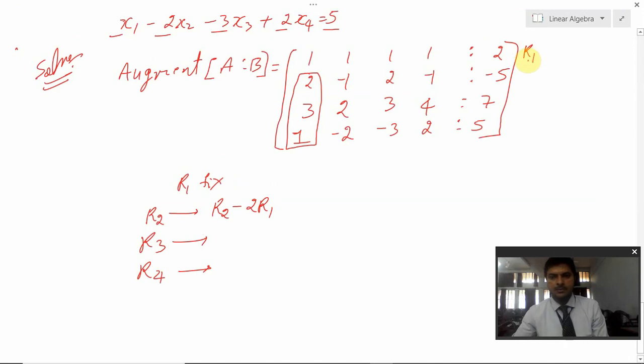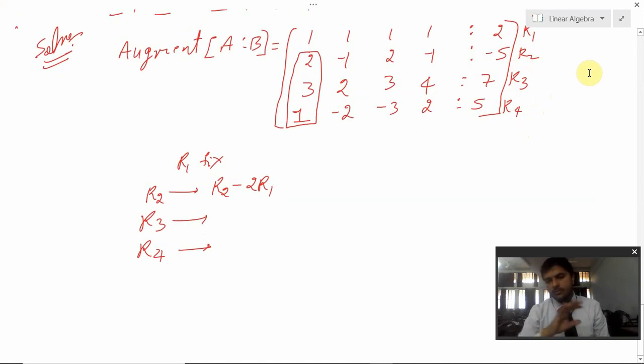I have to take R1 as 1 1 1 1 2. R2 I have to take 2 minus 1 2 minus 1 minus 5. R3 is 3 2 3 4 7. R4 is 1 minus 2 minus 3 2 5. They are the row elements. Okay, full row I am to subtract with full row. Then I will go with the next element. Here I will take R3 minus 3R1. Then I will go for R4 minus R1, because it is 1 only, so I will not multiply any element, and 1 minus 1 becomes 0. So now you have to simplify this.